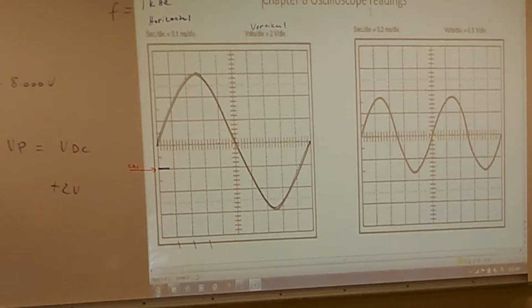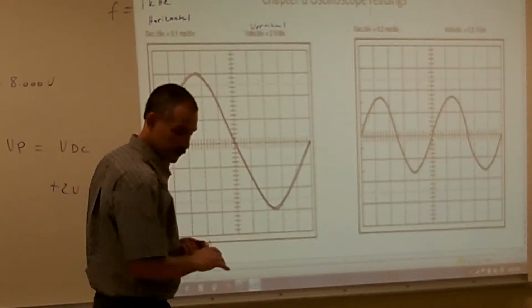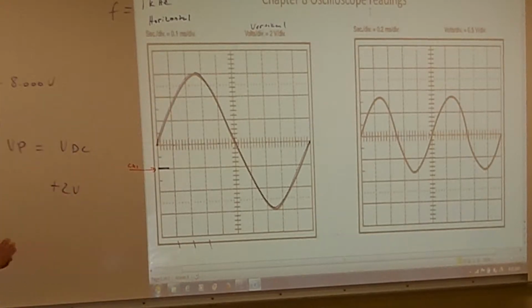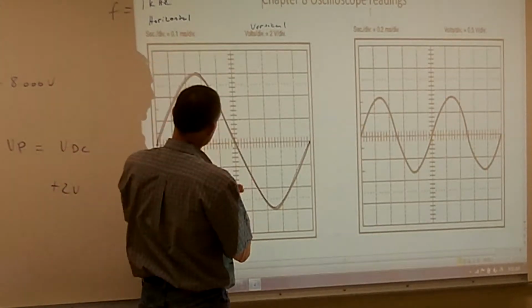This will probably be on the quiz. I think that might even be on next week's quiz, so you should know how to do that. It's basically the formula for Vmax, just manipulating it around. Okay? So we can calculate what our DC reference is.